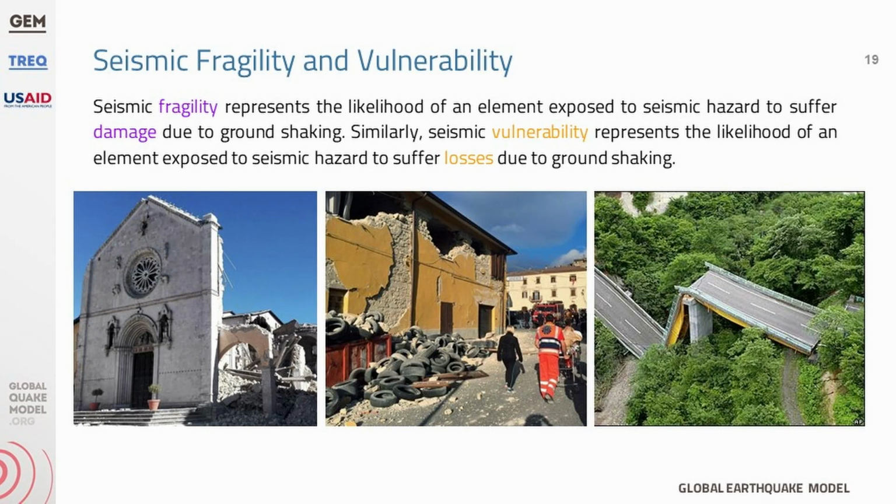Now let's look at the last component necessary for loss and damage estimation. We will talk now about seismic vulnerability. Seismic vulnerability represents the likelihood of an element exposed to seismic hazard to suffer losses due to ground shaking. Similarly, seismic fragility represents the likelihood of an element exposed to seismic hazard to suffer damage due to ground shaking. In the language of OpenQuake, fragility is associated with damage as a result of the seismic event, while vulnerability is associated with economic or human losses.